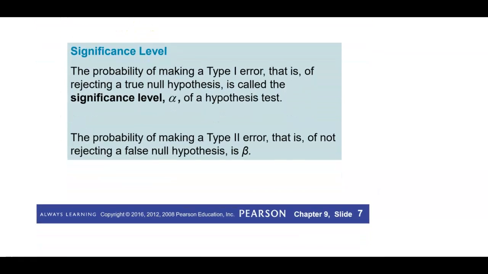So again, the probability of making a type 1 error is that significance level. It is your alpha. You're going to use it in every single problem you work on. Beta is something we'll get to at the end of the chapter.